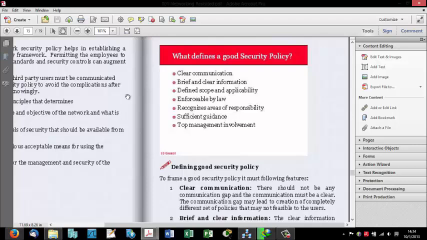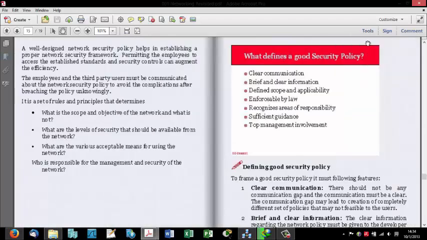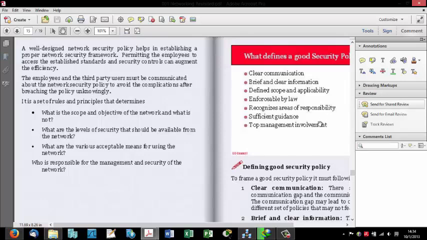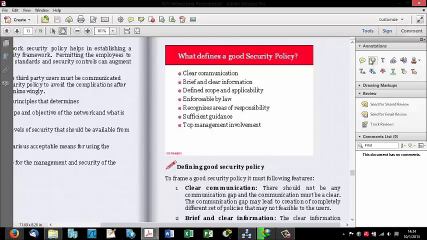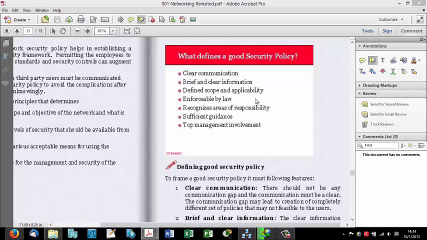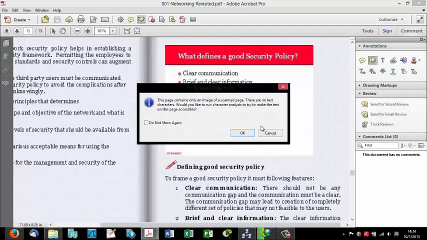Okay. So enforceable by law. Very important. More audits happen these days, and most of the policies, most of the laws which they have, are not enforceable. We broke the policy. What will you do? This is a very important question.